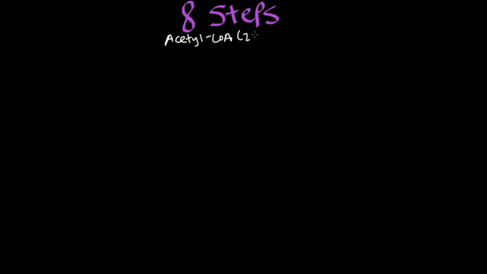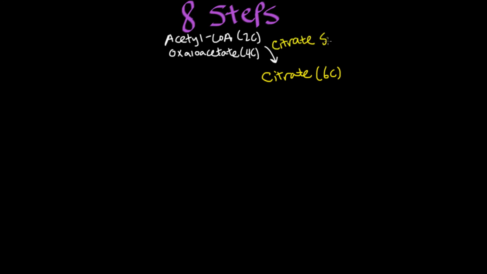which is a 2-carbon compound, joining with oxaloacetate, a 4-carbon compound, to form what is known as citrate, a 6-carbon compound. So we have the 2-carbon and the 4-carbon backbone joining to form the 6-carbon. And then this reaction is catalyzed by an enzyme known as citrate synthase.